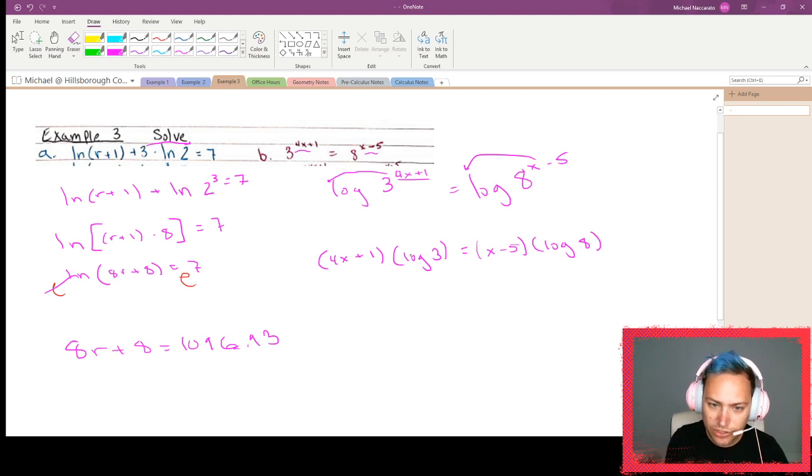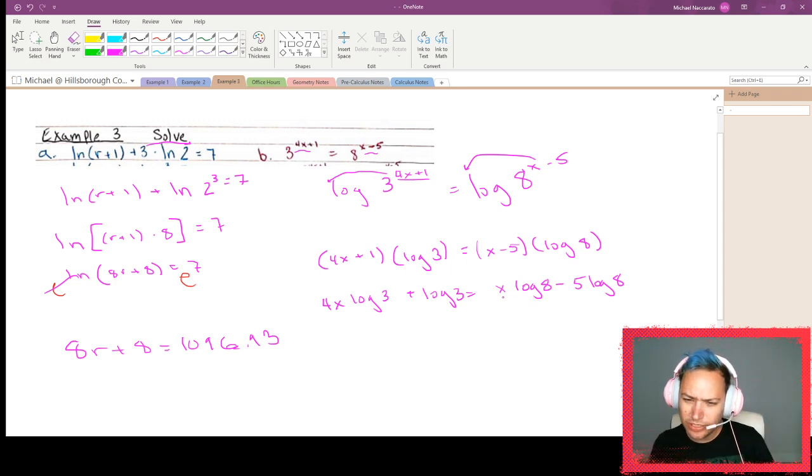Well, now I can do some distributing here. Distribute this log into here, so I end up with 4x log of 3, plus 1 times log of 3, so just log of 3. And over here I multiply and I have x times log of 8 minus 5 times log of 8.